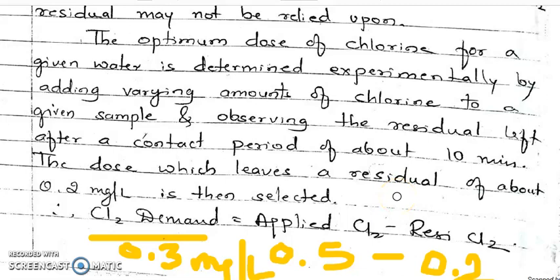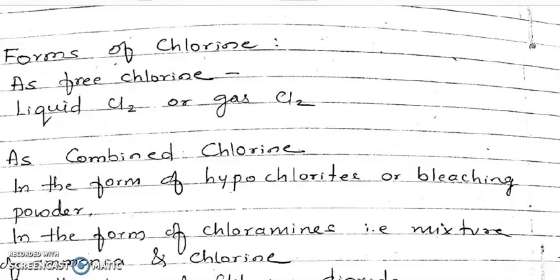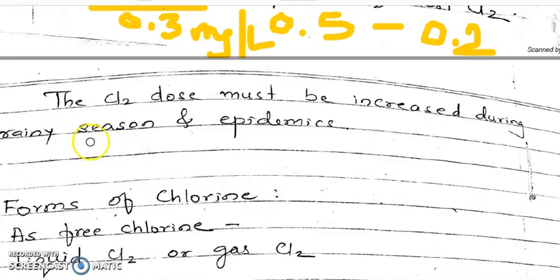One thing is, depending upon the impurities present in the water, depending upon the contamination of the water, chlorine demand can be more or less. Usually whenever it is the rainy season, when the level of contamination is high, you may have to add more chlorine. The chlorine dosage must be increased during the rainy season and also during epidemics. So if there is any news of waterborne diseases or any epidemic diseases in the area, then also you can increase the dosage of the chlorine.